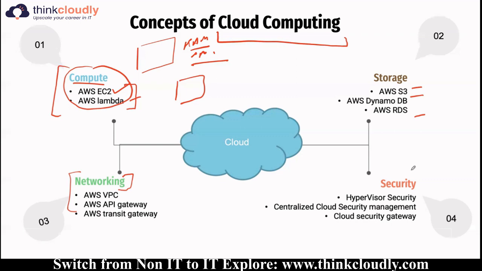So these are the four main pillars of cloud computing: compute, storage, networking, and security. All the different cloud providers like AWS, Azure, Google Cloud, IBM Cloud, have to abide by these four pillars. It is not possible for any cloud provider to ignore storage. No one can ignore security. No one can ignore networking. No one can ignore compute. These are the four pillars which are important to be there in cloud computing.